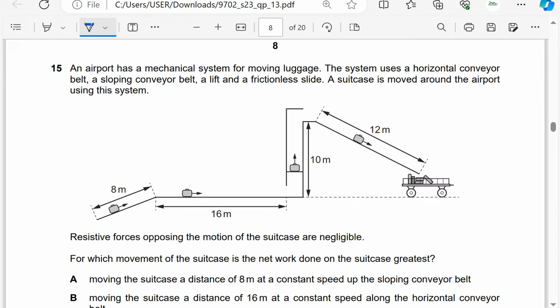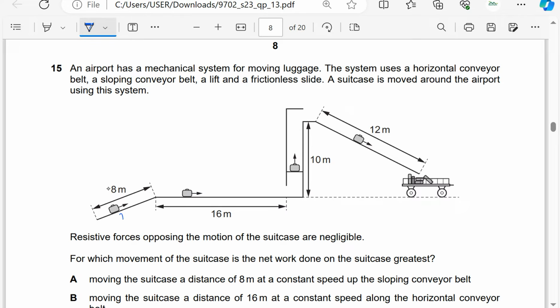An airport has a mechanical system for moving luggage. The system uses a horizontal conveyor belt, a sloping conveyor belt, a lift, and a frictionless slide. A suitcase is moved around the airport.